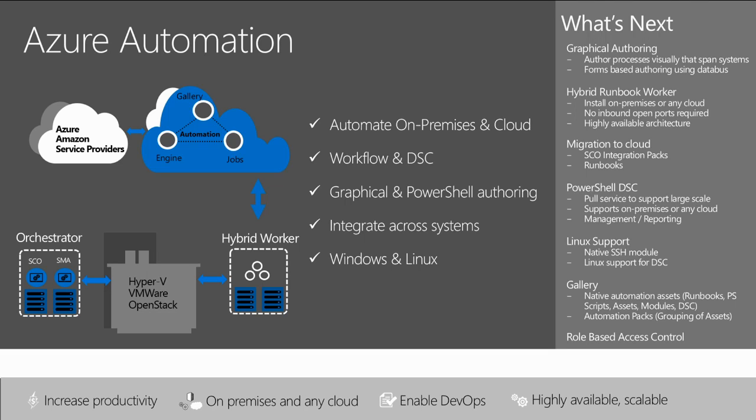PowerShell DSC, you have automation as a pull service to support large-scale deployments. We're going to help you visualize your configurations and all of your managed nodes in automation. Linux support, we want to offer a native Linux module and support for DSC. We're also working on building out a gallery experience so you can have solutions that you can deploy and get started really quickly in your environment.